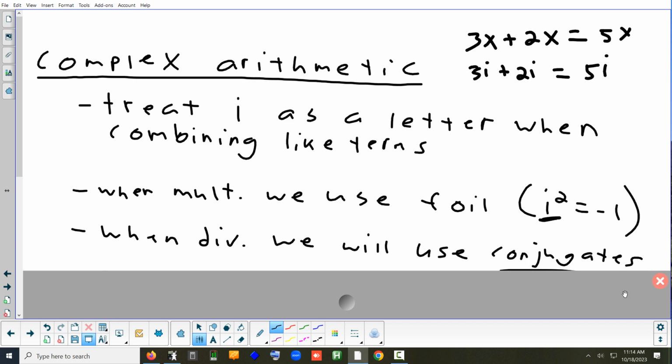When we do a division problem, we don't actually do division. To divide complex numbers, you actually use multiplication. And specifically, we're going to multiply by something called the conjugate. So I'll show you what a conjugate is, and then I'll show you how to use it.